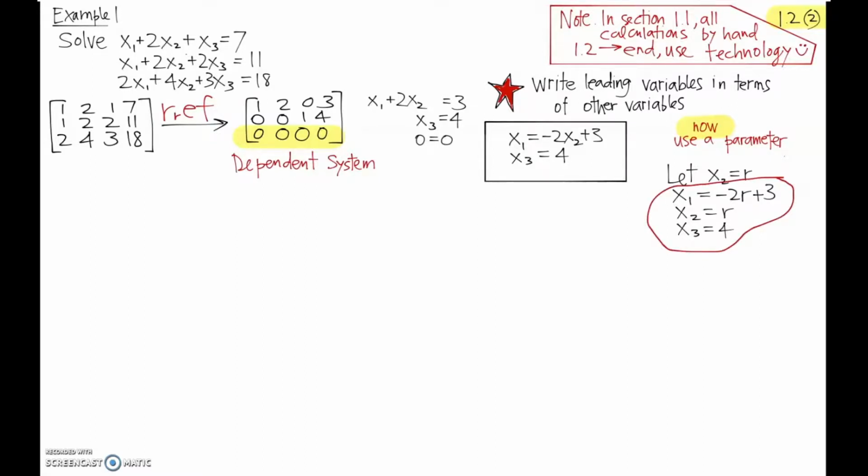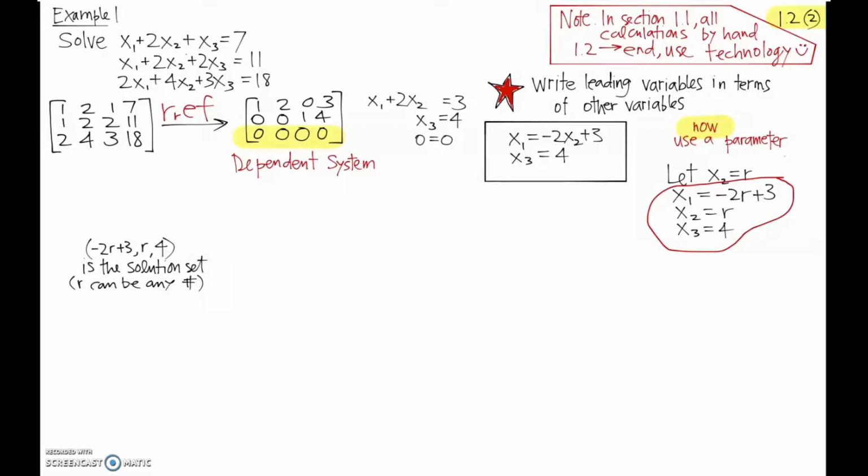And r can be any number. We can plug in 1 for r, negative 3 for r, 17 for r, and it will generate a solution to this system. There are infinitely many, and they all follow this form here. So this is how we'll write the solution to this system as an ordered triplet, negative 2r plus 3, r, 4. This is the solution set, and r can be any real number. So I just moved that solution set over here.